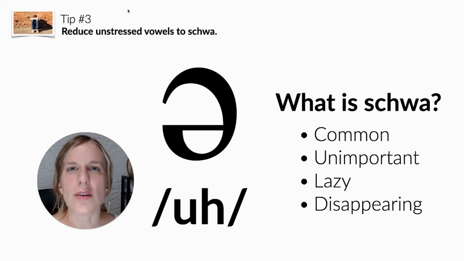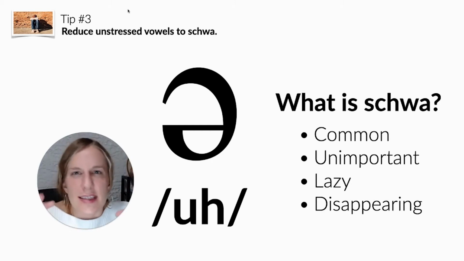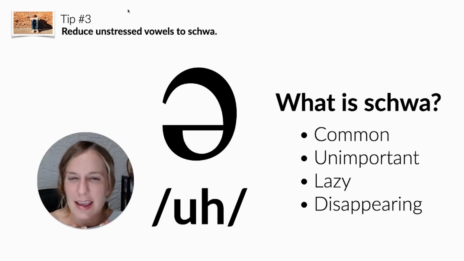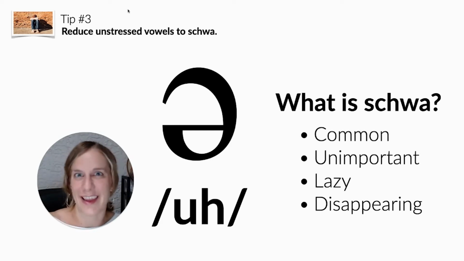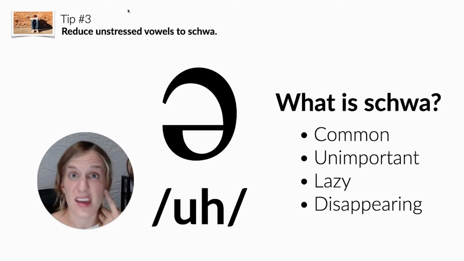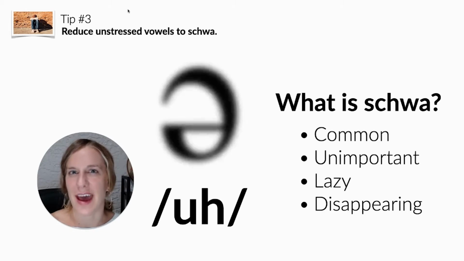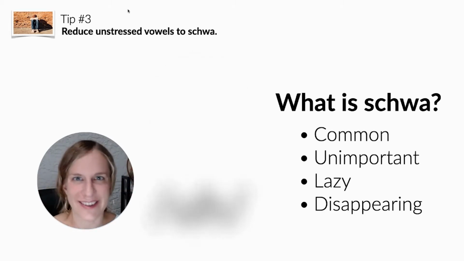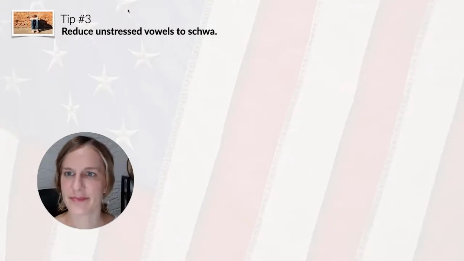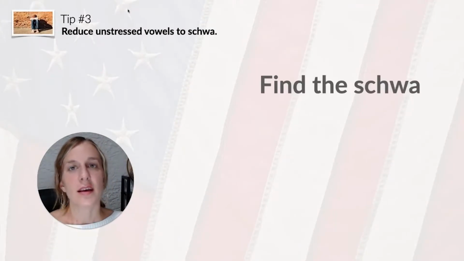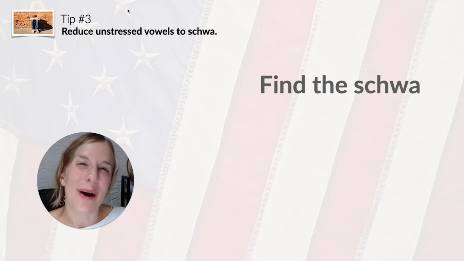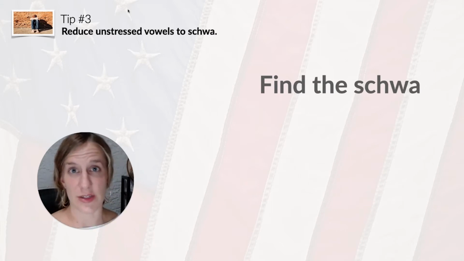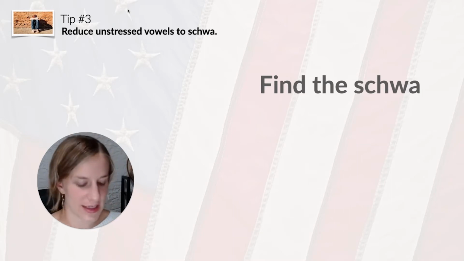The schwa sound also is almost a disappearing sound. Because it's so unimportant and lazy, sometimes it's hard to even hear the schwa sound. And we'll see some examples of that, how it kind of just disappears. So, how do we find the schwa? How do we know what syllables reduce to schwa or which words reduce to the schwa sound?